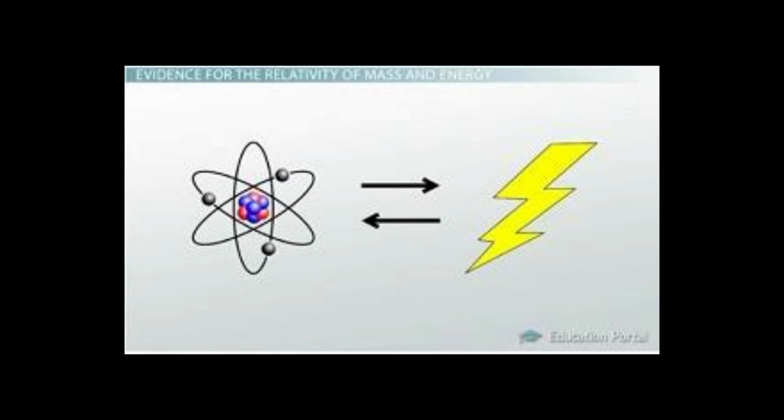Think of it this way. If you could convert a tiny bit of mass into energy, you'd get a huge amount of energy. That's why nuclear reactions are so powerful. They convert a small amount of mass into a massive amount of energy.